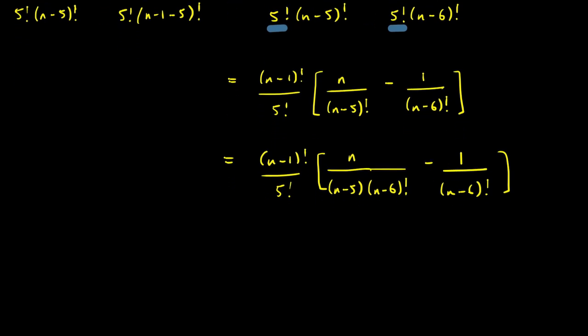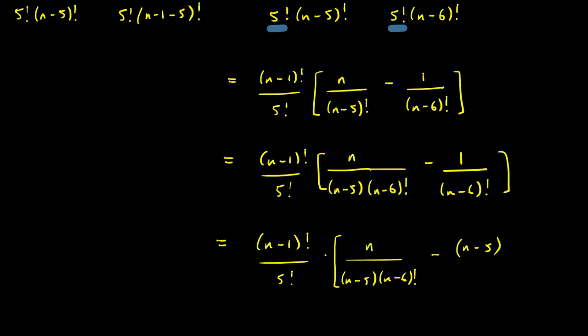And so then I've got these two terms here, right? And what would be really great is if I can combine them. Well, if I want to combine them, I need to give them the same denominator. And so I need to take this fraction here and multiply top and bottom by n minus 5. So if I do that, I get n minus 1 factorial over 5 factorial times big bracket n over n minus 5 times n minus 6 factorial, minus n minus 5, I'll put it in brackets so I don't forget the negative, n minus 5 times n minus 6 factorial.